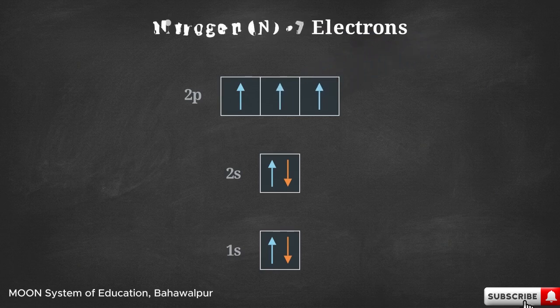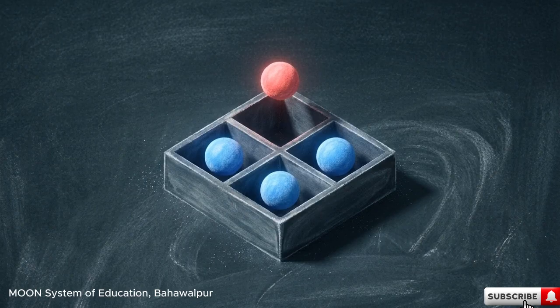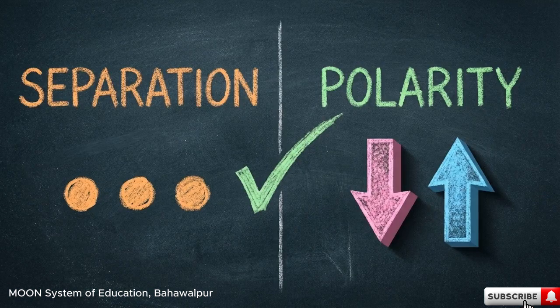If we add an 8th electron to create oxygen, the dynamic changes. The new electron enters the first 2p box and immediately flips upside down. Because every equal energy orbital already has one tenant, incoming electrons must pair up. This move satisfies Hund's spacing requirement and Pauli's opposite spin rule at the exact same time.